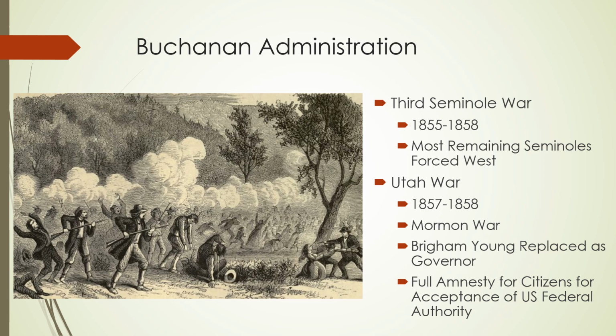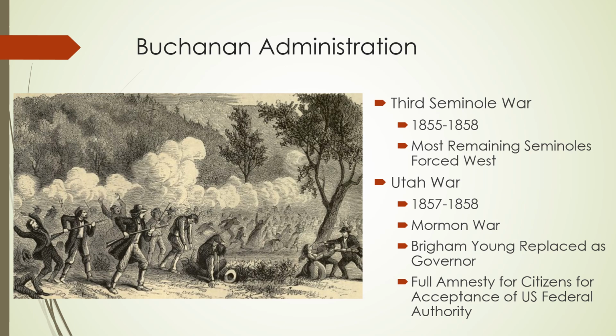And then the Utah War. This was a war between the United States and the Mormons in Utah, and it also just sort of fizzles out and ends. As a result of this, Brigham Young is replaced as governor, but for the most part, Mormons are given amnesty if they agree to submit to the authority of the U.S. federal government. So, two interesting little things that are happening there during the Buchanan administration.